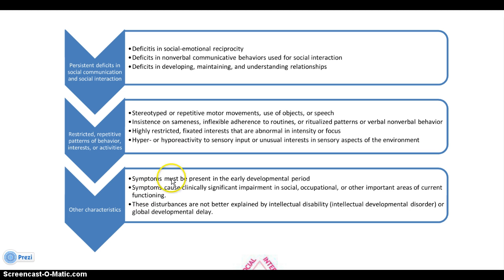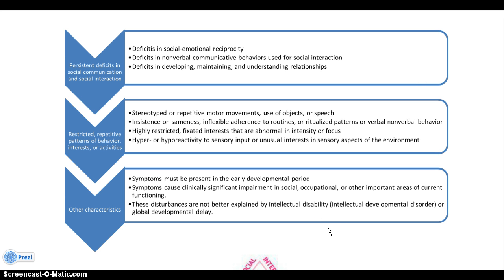And then other characteristics: the symptoms must be present in the early developmental period. A lot of sources say 2 to 3 years old. The symptoms must cause clinically significant impairment in social, occupational, or other important areas of current functioning. So it can't be just that the person's weird. These disturbances are not better explained by intellectual disability.